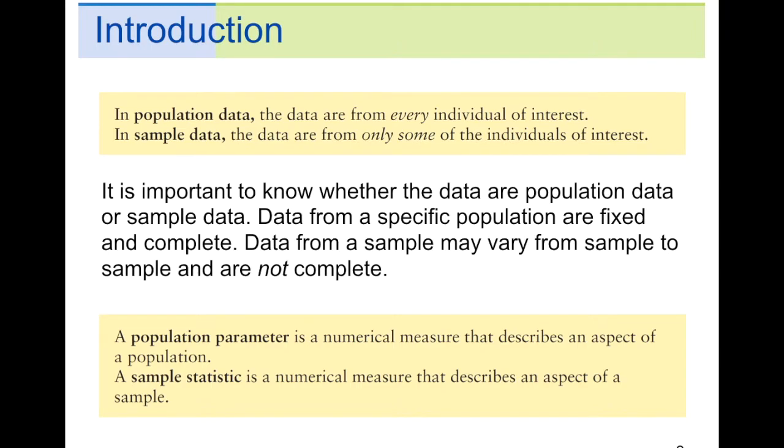Population versus sample. Population is every individual of interest. Sample data is only some of the individuals of interest. As an example, using the Everest one, a population would be all the people that have reached the summit of Mount Everest. A sample would be a randomly selected group of the people who have reached the summit of Mount Everest.